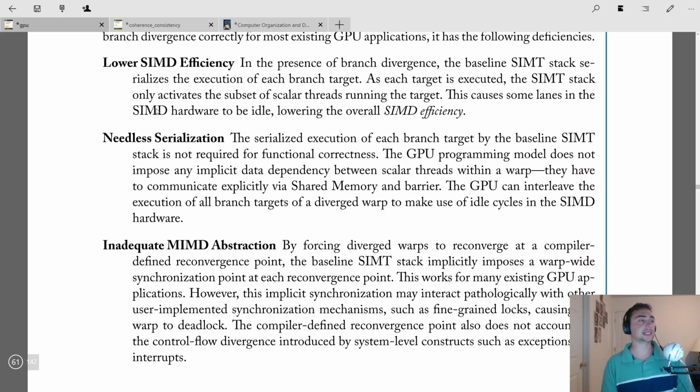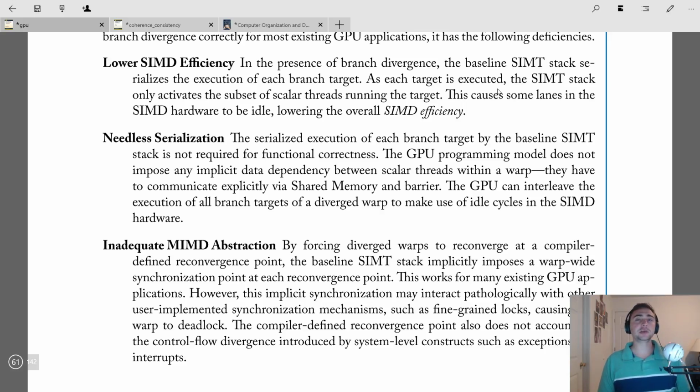And we'll go into these briefly, right? So one of them is lower SIMD efficiency. Again, as a reminder, SIMD stands for single instruction, multiple data. So when we get branch divergence, the baseline SIMT stack serializes the execution of each branch target. So what does that mean? If we've got, say, 32 threads inside of a warp, potentially each thread could go down a different path of execution, depending on what the control flow looks like.